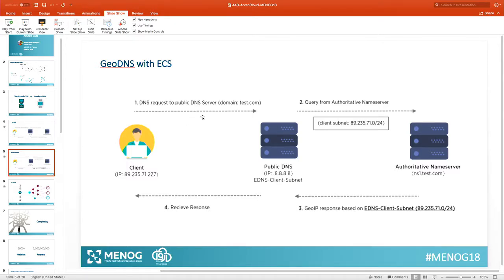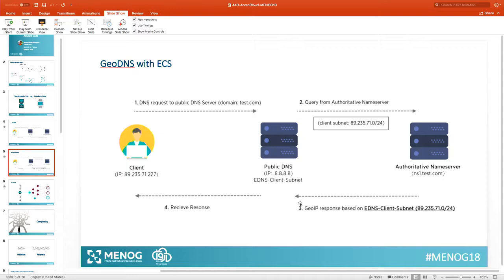The next method is the Geo DNS with EDNS Client Subnet, or ECS. EDNS Client Subnet is a DNS extension developed by Google and OpenDNS, and it allows recursive name servers like Google and Level 3 and others to specify the network subnet of the origin client that makes the DNS query. So now the public DNS and authoritative name server are aware of the real client IP address. In this scenario, everything is the same, except that when the public DNS wants to query the authoritative name server, it sends a new header called client subnet, which includes the subnet of the client that made the query.